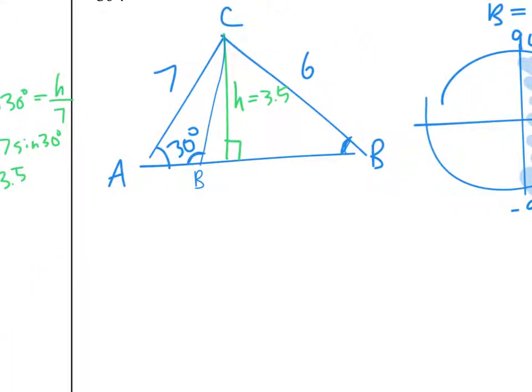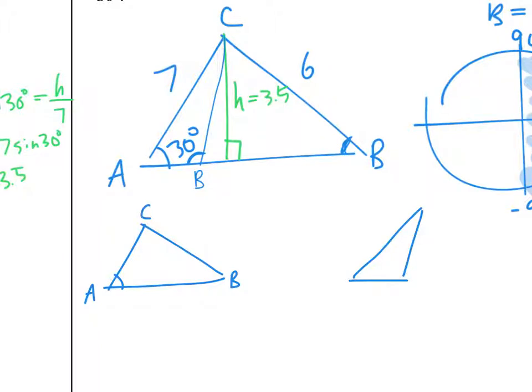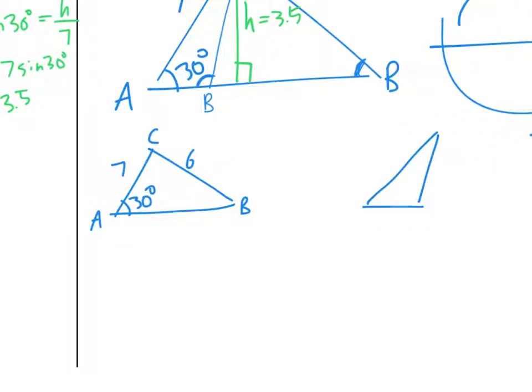Let's do the easy one. Just use our calculator, which is the big triangle, and then we are going to use that to help us find the small triangle. Big triangle: A, B, C. 7, 6. This is 30 degrees. This one's very easy. Just use law of sines. It will work as is.